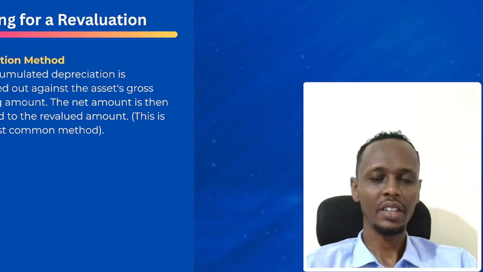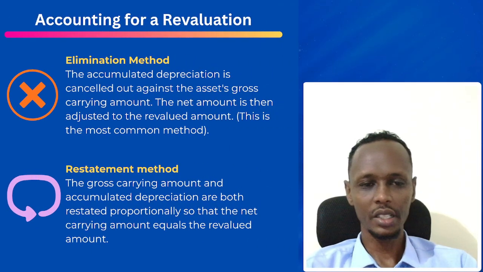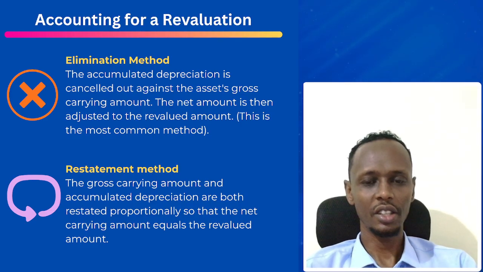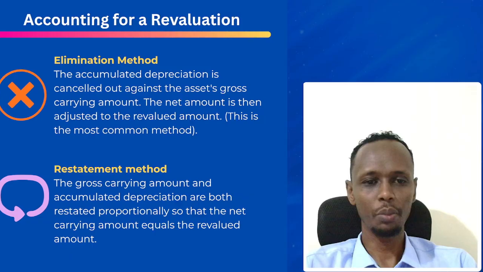The other one is the restatement method. The gross carrying amount and the accumulated depreciation are both restated. This one is more difficult because you increase them proportionately. For example, the increase is 3 million. You say 3 million divided by the gross carrying amount times the new value. The percentage you get is what will increase both the gross carrying amount and the accumulated depreciation, which we will show in an example.